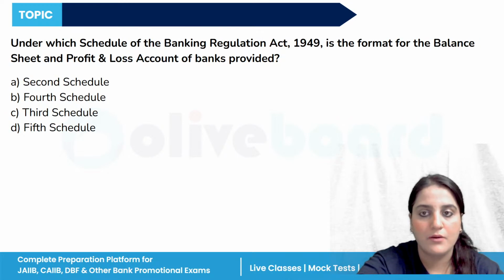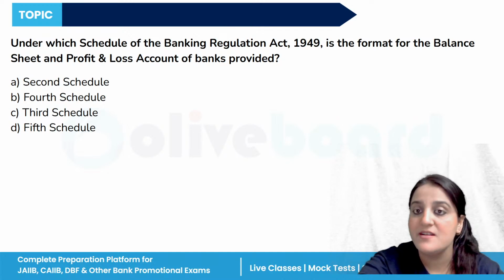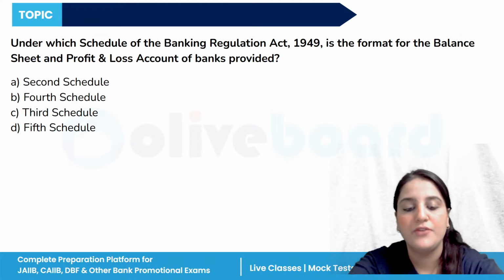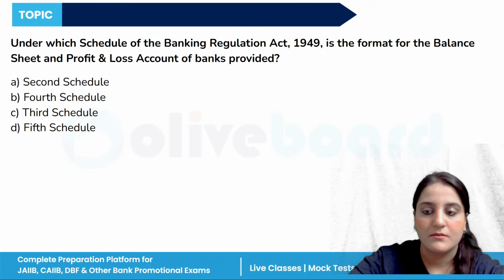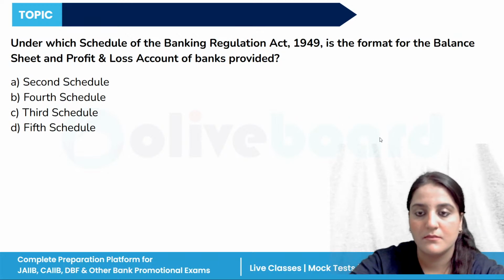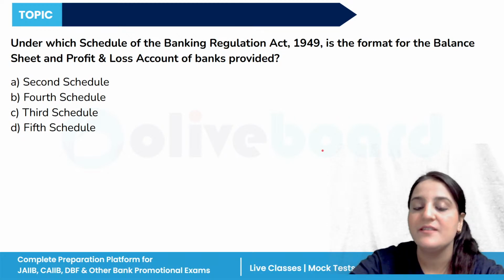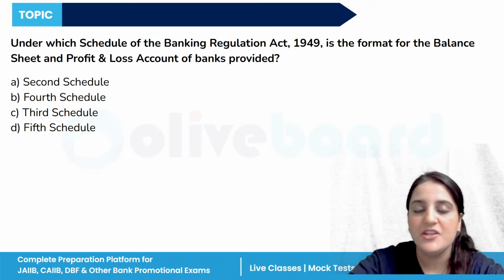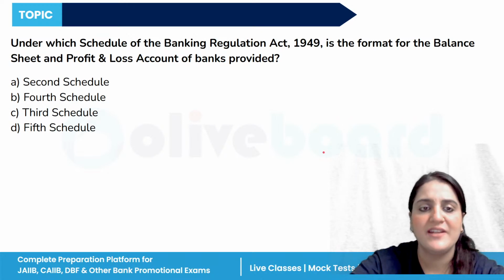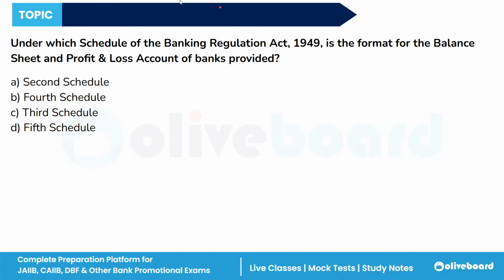Now the third question is: under which schedule of the Banking Regulation Act 1949 is the format for the balance sheet and profit and loss account of the banks provided? All the options are given: second schedule, fourth schedule, third schedule, fifth schedule. So for this, I am going to tell you about one concept.